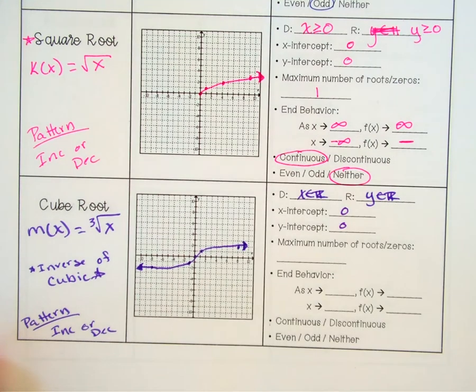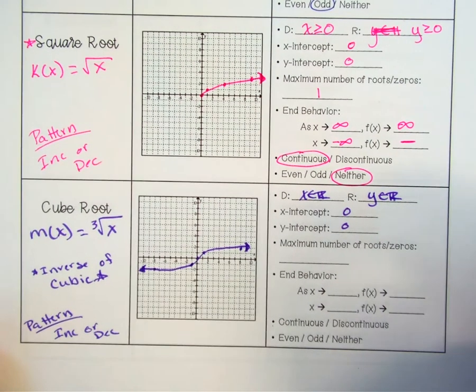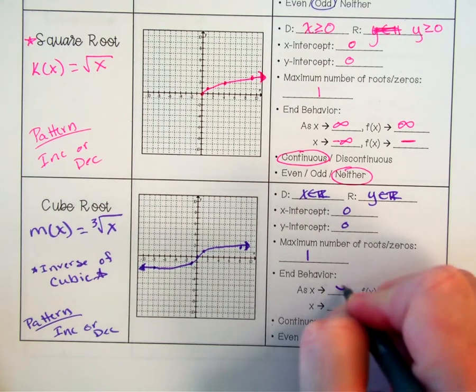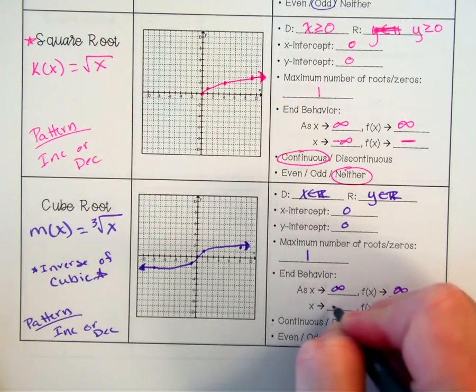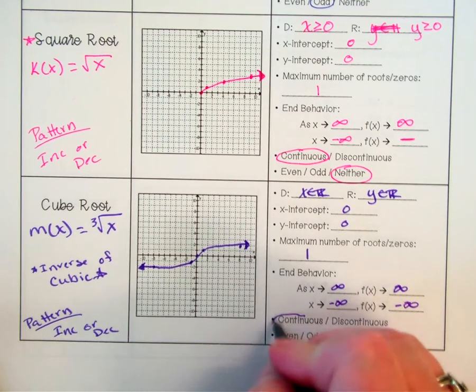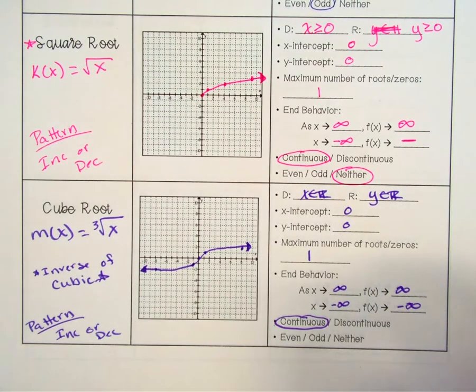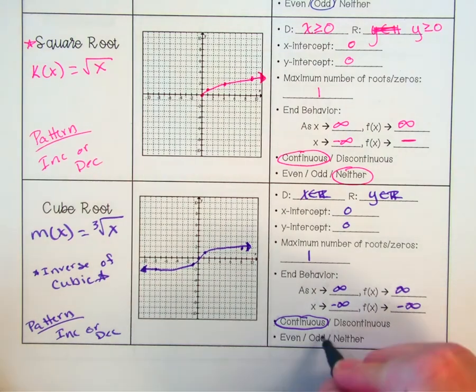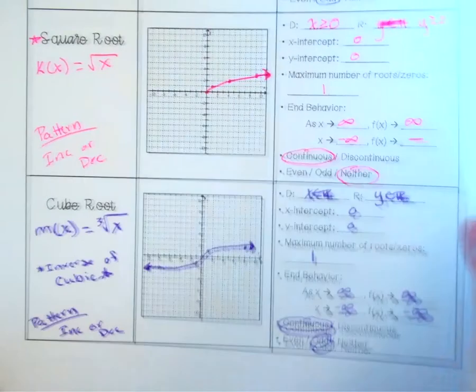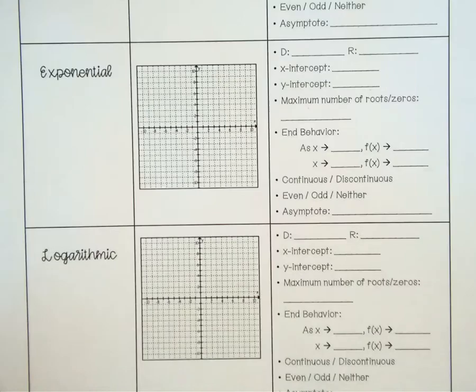Our x-intercept and y-intercept are both going to be 0. We're going to have at most one root. End behaviors are going up on the right side, down on the left side. We are continuous. And this one is going to be odd symmetry. That is symmetric there through the origin. All right, last 3.